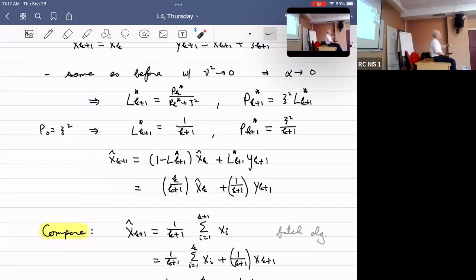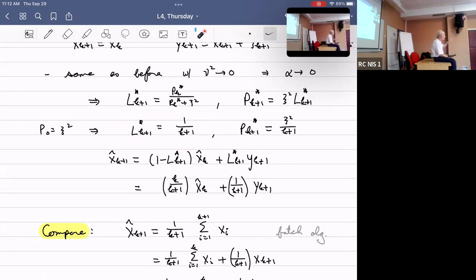So this is an explicit expression for the time-dependent gain. Before, we were solving for an infinite amount of time and looking at steady state. Here we're going to keep track of the L's, and we see that L star is going as 1 over k plus 1, and so it's a time-dependent gain. It's going to eventually be 0. That's what that formula gave us for alpha equals 0.